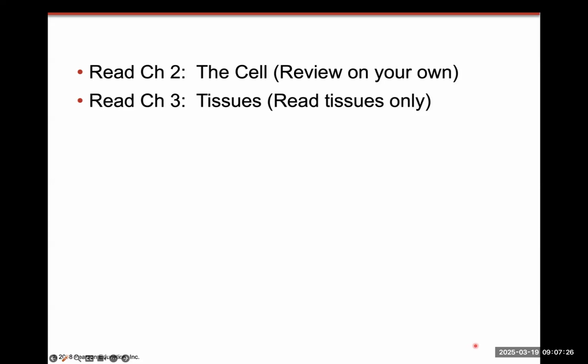So chapter 2, that's going to be review of the cell, especially the animal cell. Then the one after that's going to be chapter 3, and we're going to be talking about tissues. And then after that, we have the integumentary system.